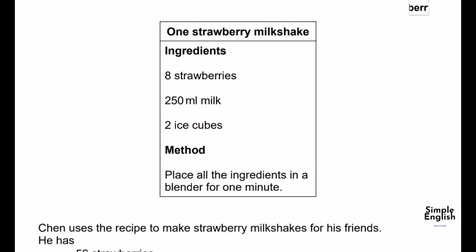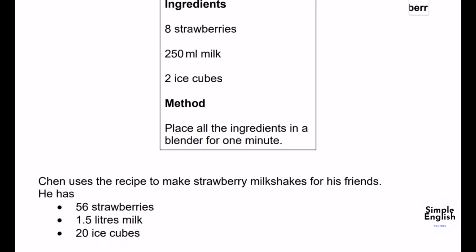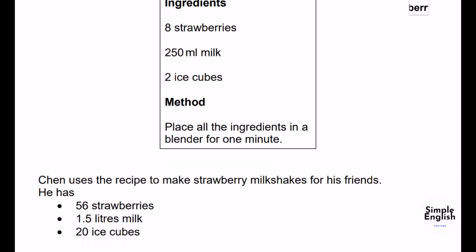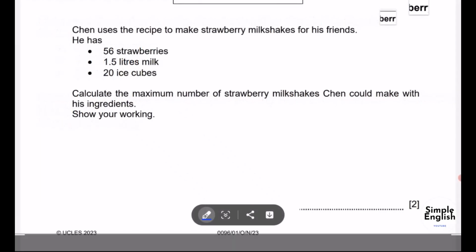Okay, question 19. Here's a recipe for making strawberry milkshakes. One strawberry milkshake. Ingredients: 8 strawberries, 250 milliliters of milk, 2 ice cubes. Method: place the ingredients in the blender for 1 minute. Let's see what they need to do.